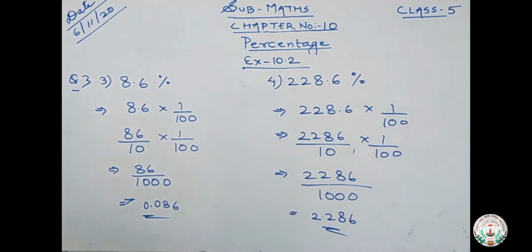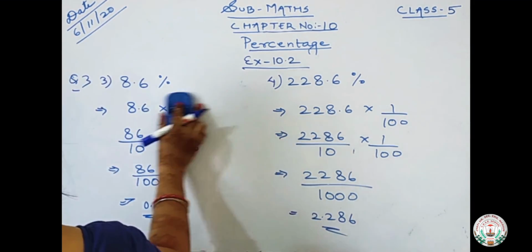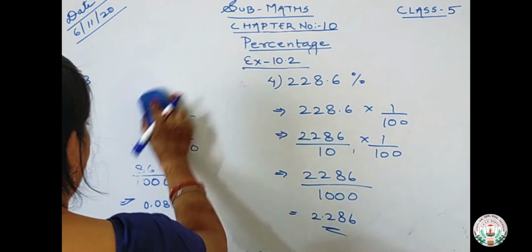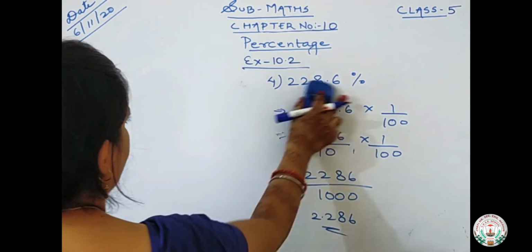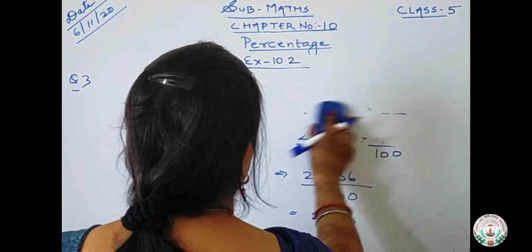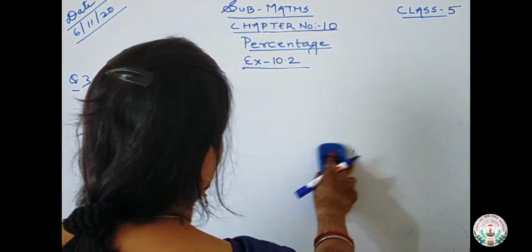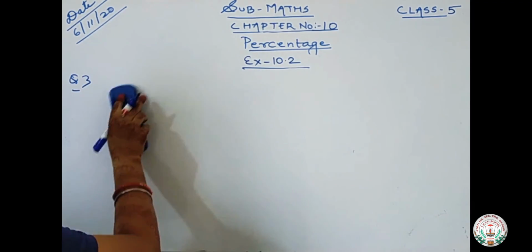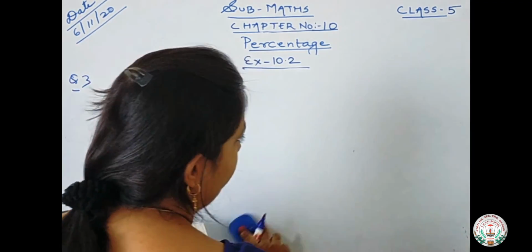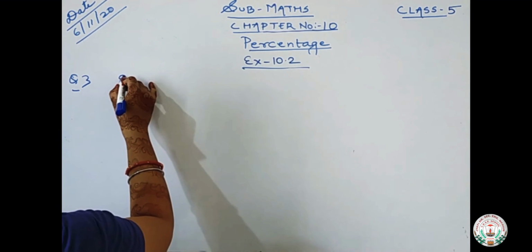Like this you will try to solve the questions. I am solving question number 9 and 10. The other questions you will try to solve on your own. The 9th one is different and the 10th one is also different. That's why I am solving them here. Otherwise you will try to solve on your own, because maths is a subject where until you practice, you will not be able to solve the questions.